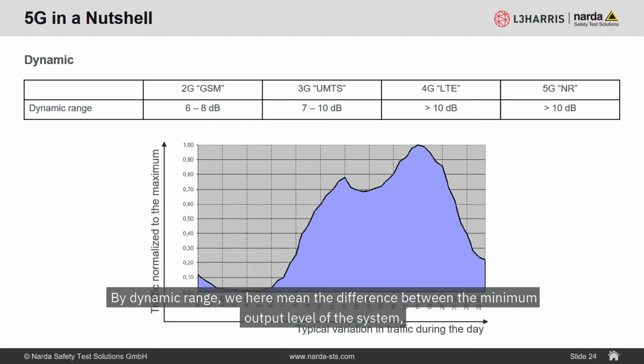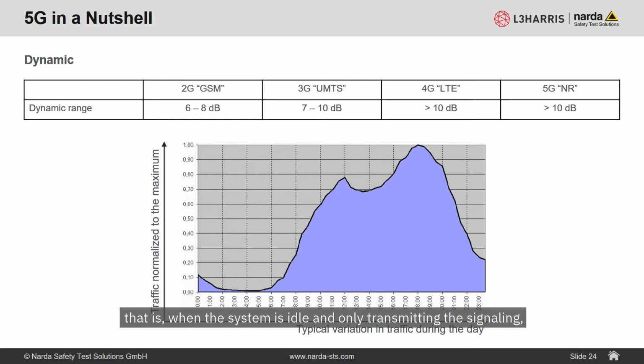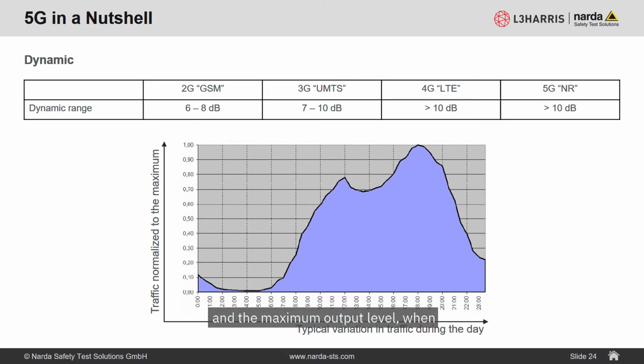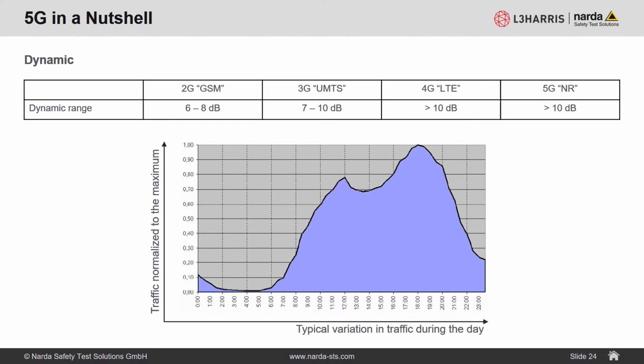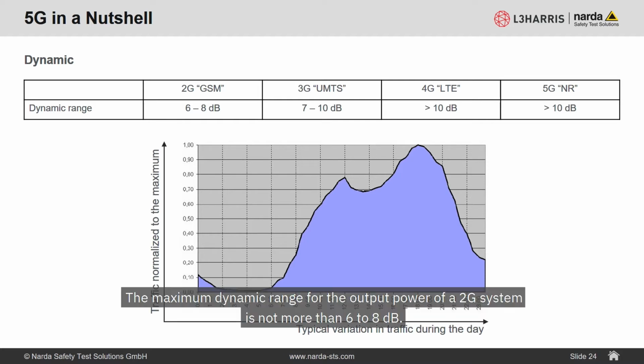By dynamic range, we here mean the difference between the minimum output level of the system, that is, when the system is idle or only transmitting the signaling, and the maximum output level when all traffic channels are occupied and the subscribers are at the maximum possible distance from the system, so that the base station is transmitting at maximum power.